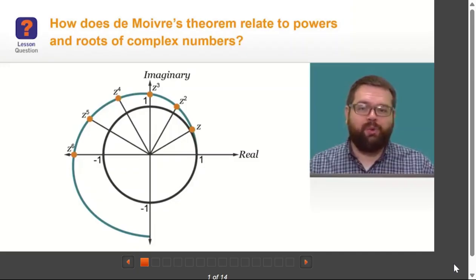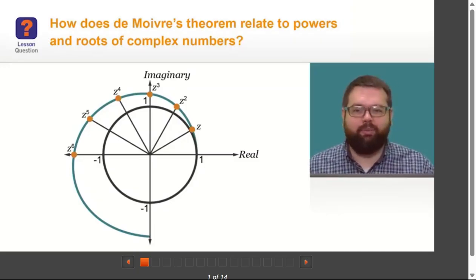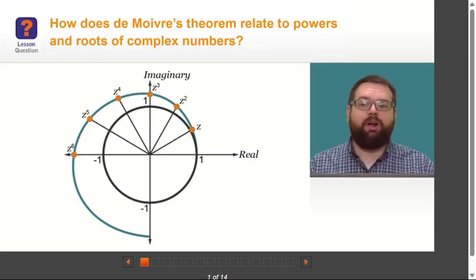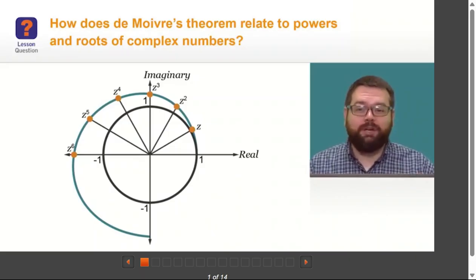You're familiar with the rule for multiplying complex numbers. Now, you'll explore a theorem that was discovered 300 years ago by a French mathematician. The theorem describes a convenient rule for determining powers of complex numbers.